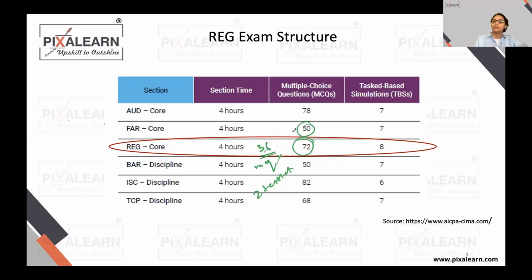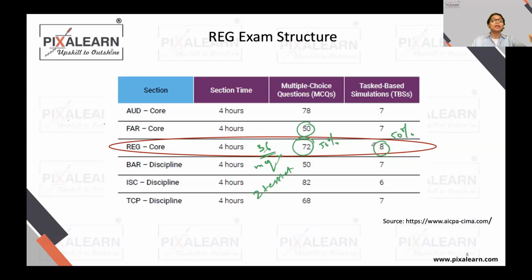So these 36 questions, your aim should be to crack it in 45 minutes, not more than 45. Even 45 is a little bit more. I would have said 40 minutes. That is my target for completion of each MCQ test. And this is 50% of the paper, guys, okay? And the balance 50% is the task-based simulation.